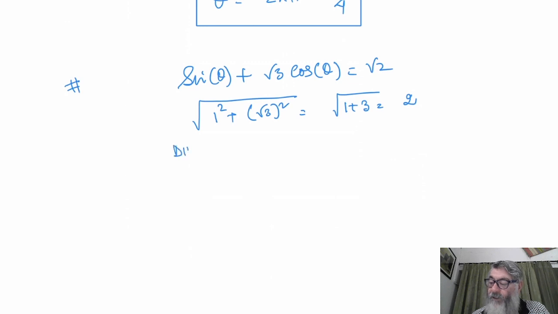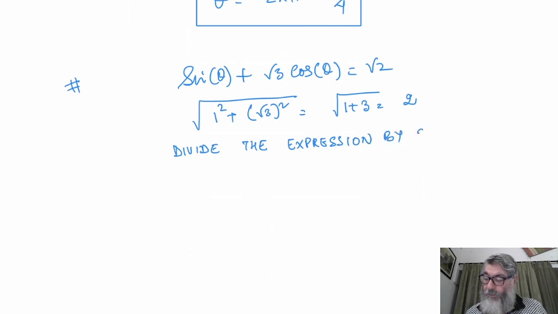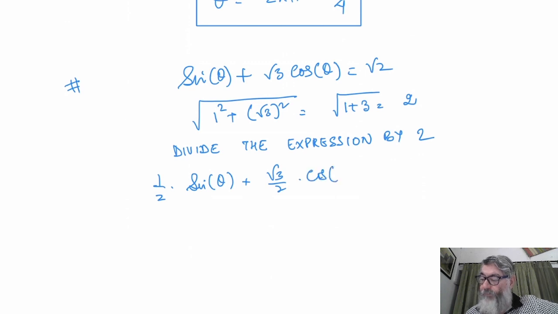Divide the expression by 2. If I divide it by 2, what will I get? 1 upon 2 sine theta plus root 3 by 2 cos theta is equal to root 2 divided by 2. Root 2 divided by 2 can be written as root 2 upon root 2 times 2, so it will become 1 upon root 2.